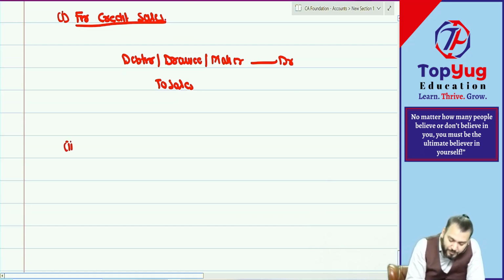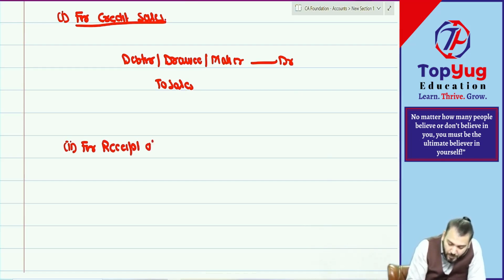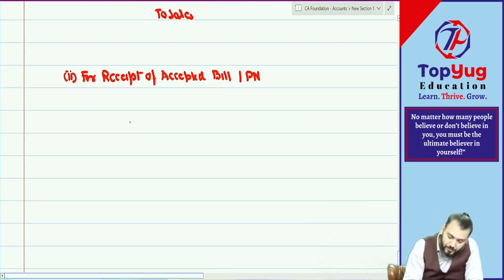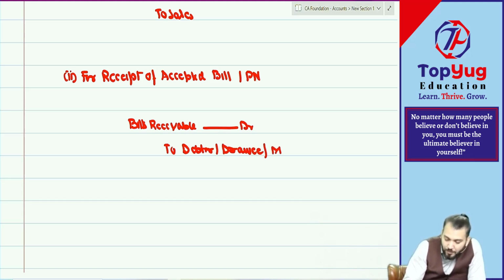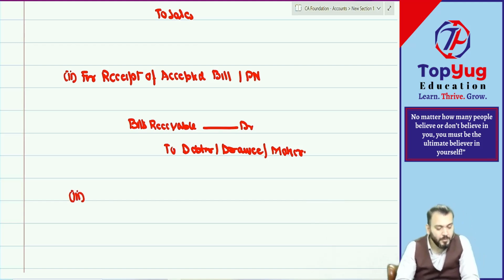Then point number 2 is what? For receipt of accepted bill or promissory note, what journal entry? Bills receivable account debit to what? A debtor or drawee or maker. Point number 3. Now use it.